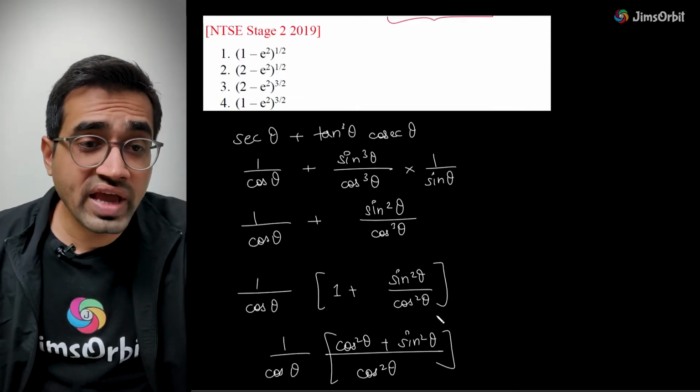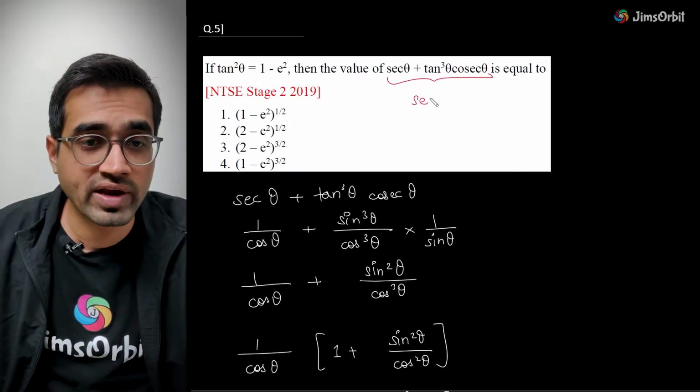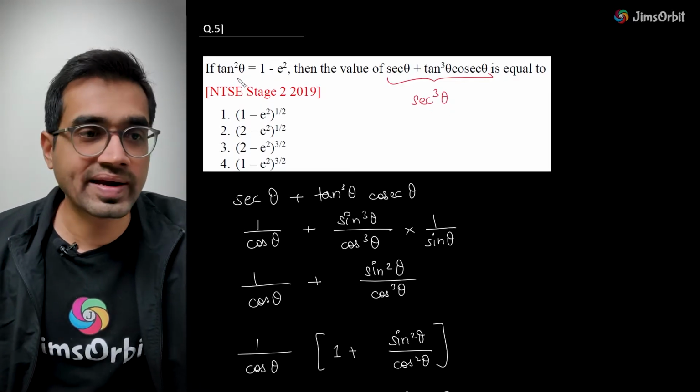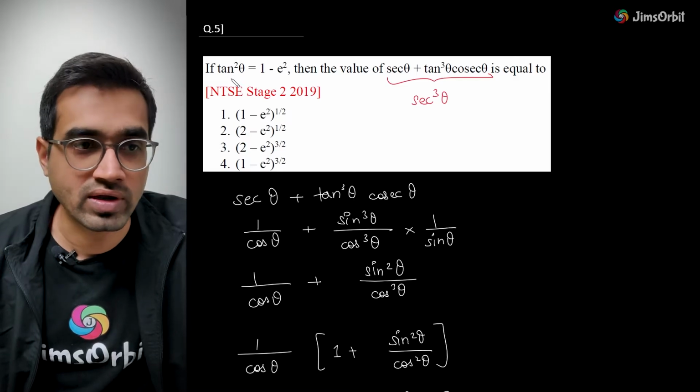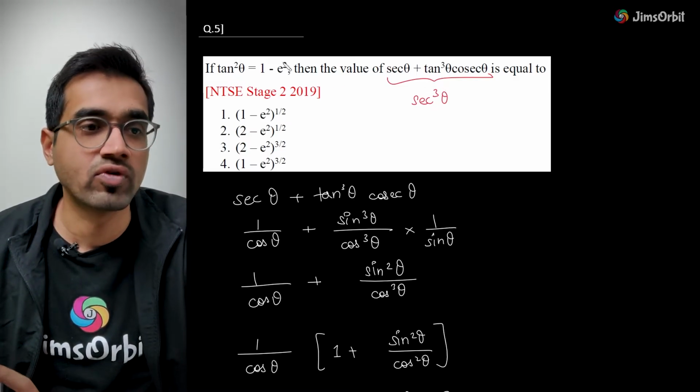Okay. So we have to find the value of secant cube theta. This got reduced to such a small value. You are given tan square, so it is better that you convert this into secant square only rather than converting into sine and cos. I hope you understand why I simplified this before doing this.